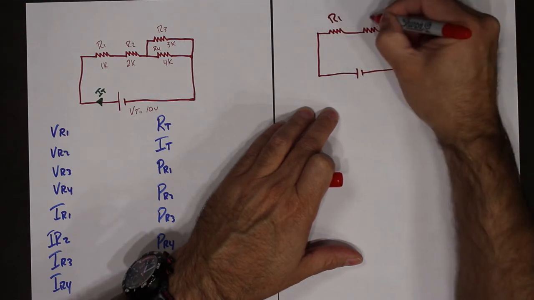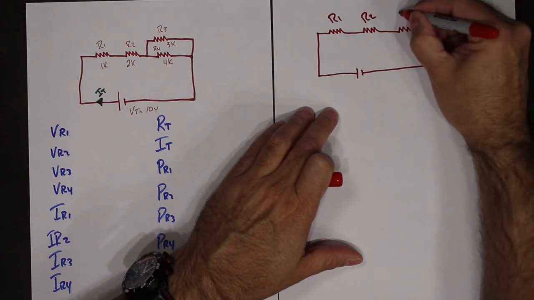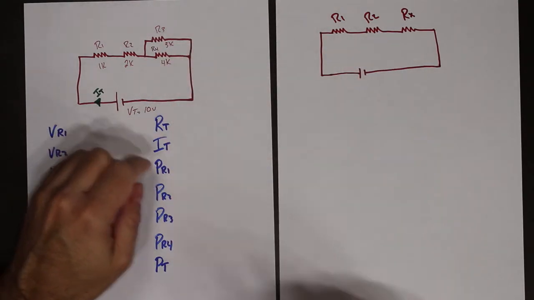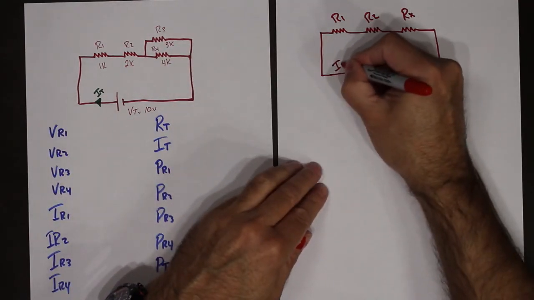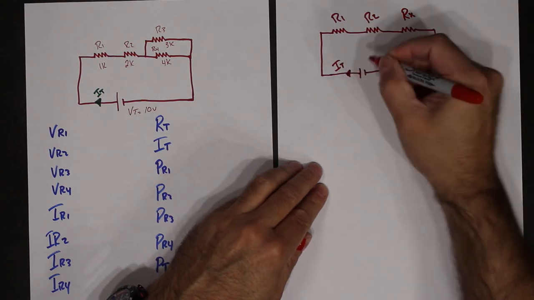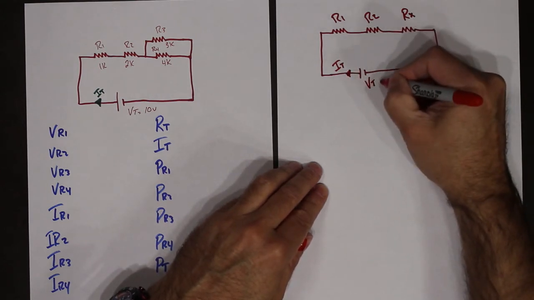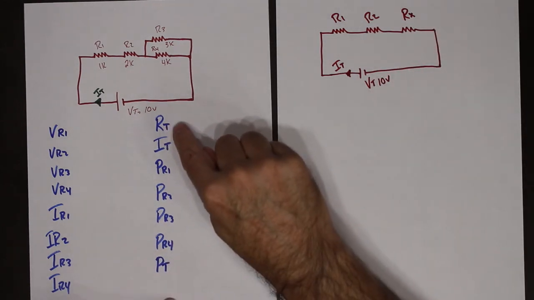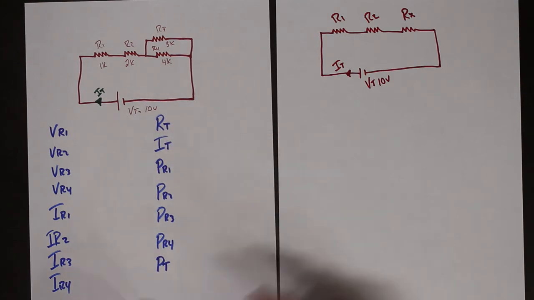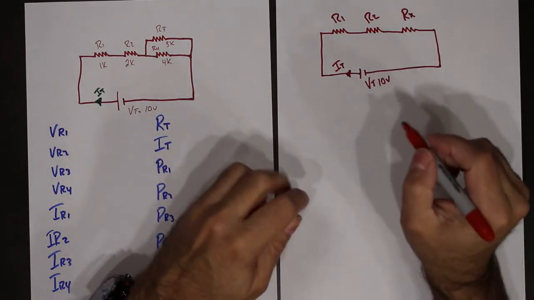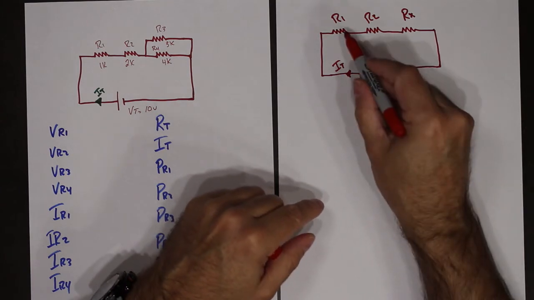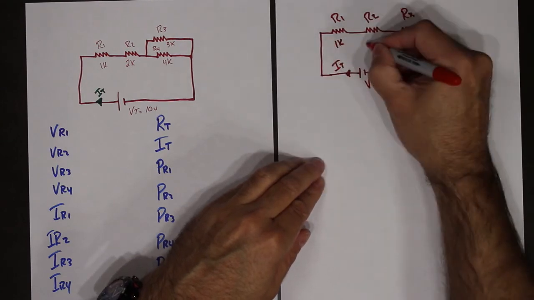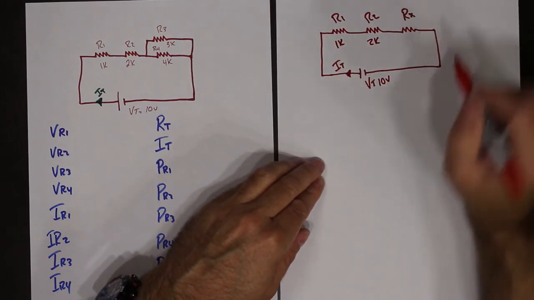Where this is R1, this is R2. This resistor is the equivalent of those two. So we have I total leaving the source. We have V total, which is 10 volts. We are looking to calculate R total. R total is these three resistors in series. So R1 plus R2 plus Rx. We know that R1 is 1K, we know that R2 is 2K, but Rx we don't know.